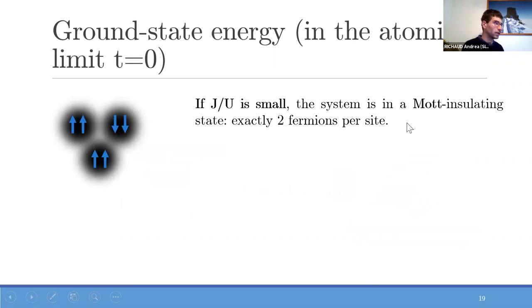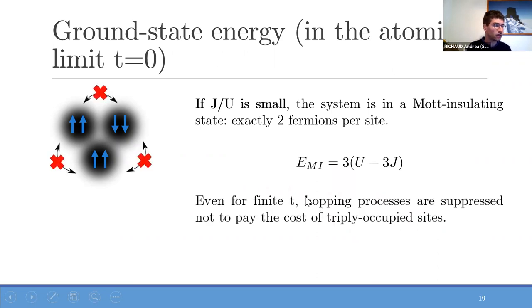So let's focus on the atomic limit, so T equal to 0 for the moment. If J over U is small, then the system is in a mott insulating state. That means exactly 2 electrons per site. And this is the energy. And even if you switch on a little tunneling, hopping processes are suppressed not to pay the cost of triply occupied sites. So you don't want to create triple occupations because U is very large.